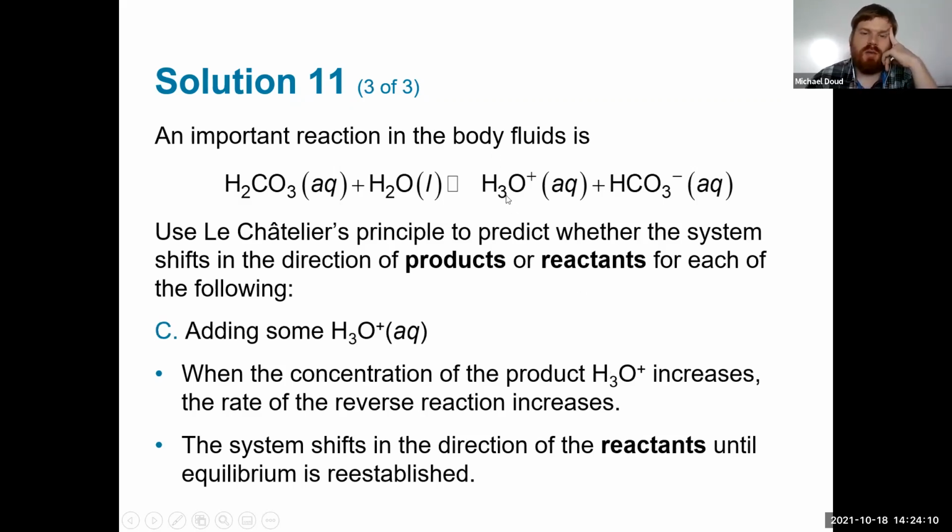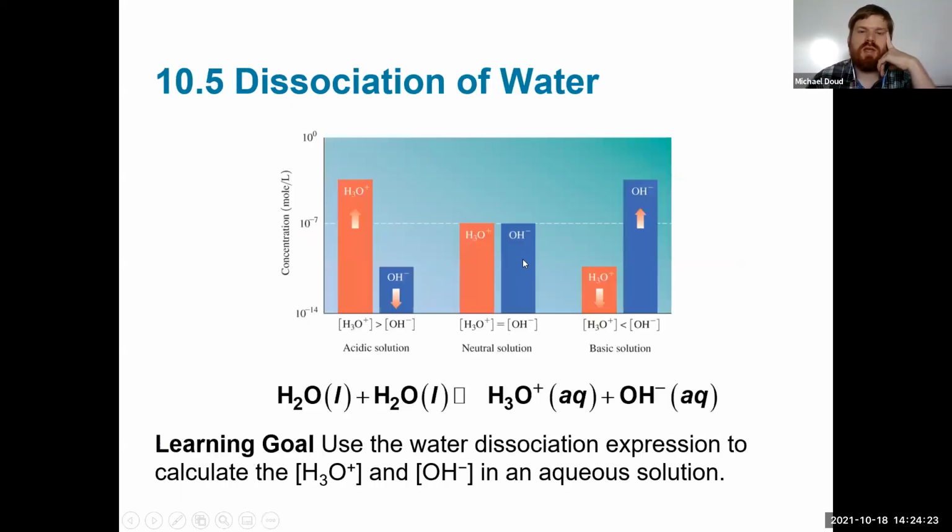Finally, if you add in hydronium ion, well, the hydronium ion is a product. So if you add in hydronium ion, the equilibrium system will work to counteract that change. And so the reverse reaction will increase. In other words, shifting towards the reactants.